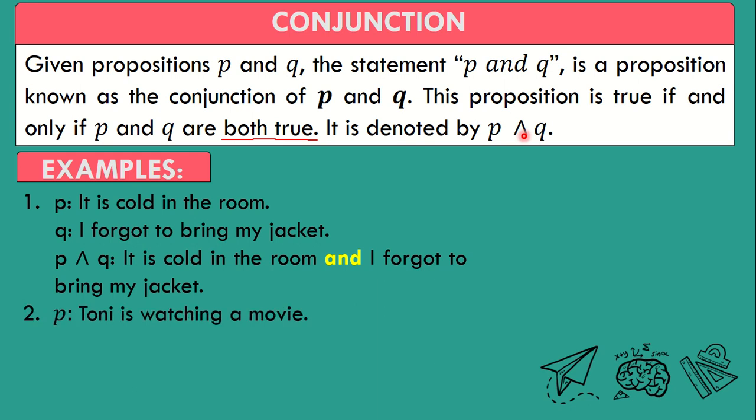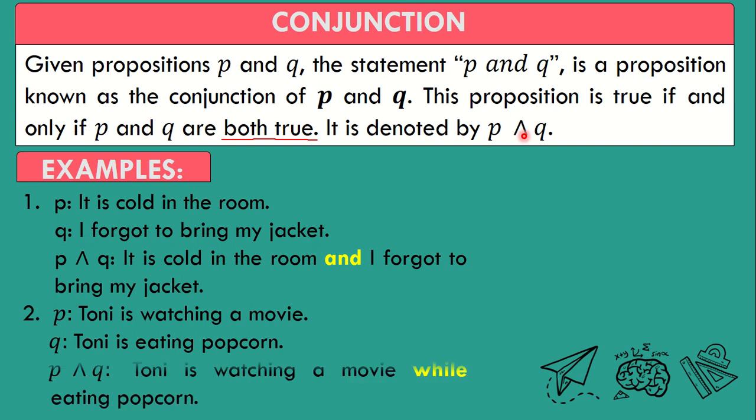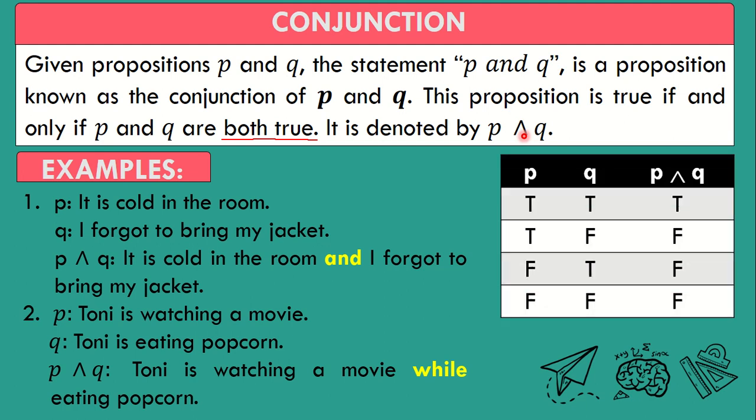Another example: Tony is watching a movie. Tony is eating popcorn. If we have the conjunction, Tony is watching a movie while eating popcorn. Now, let's try to identify its truth value. As you can see here, we have two simple propositions. Since we have two simple propositions here, there are four cases to deal with.